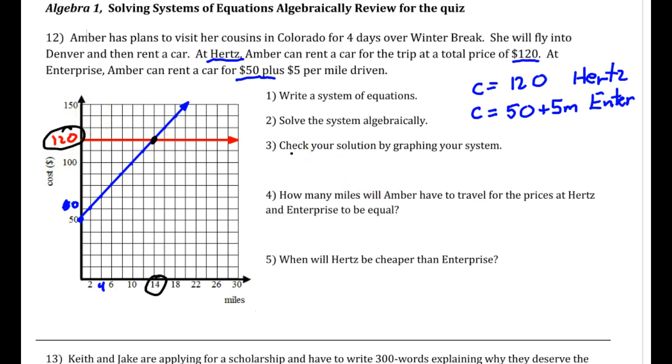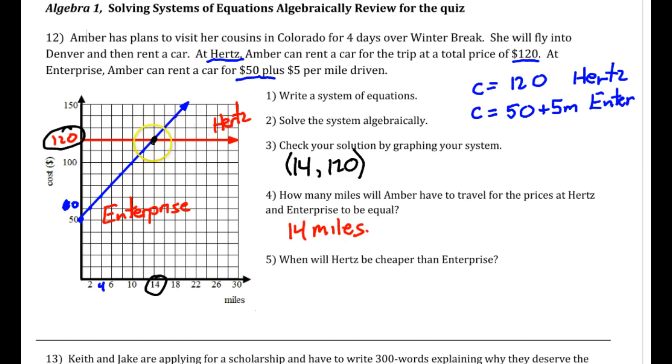Okay, so I'm going to say miles, comma, cost. There we go. And let's recall that the top one is Hertz, and this one down here, that's the Enterprise. So how many miles will Amber have to travel for the prices of Hertz and Enterprise to be equal? We already figured that out: after 14 miles. And do write out 14 miles here.